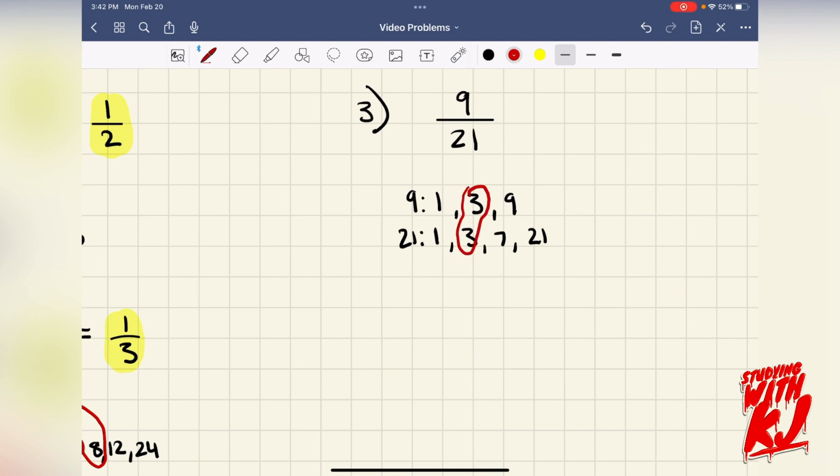So now we can divide 9 by 3, and 21 by 3. And when you solve that, 9 divided by 3 is 3, and 21 divided by 3 is 7. And that leaves us with our simplest form of 3 over 7.